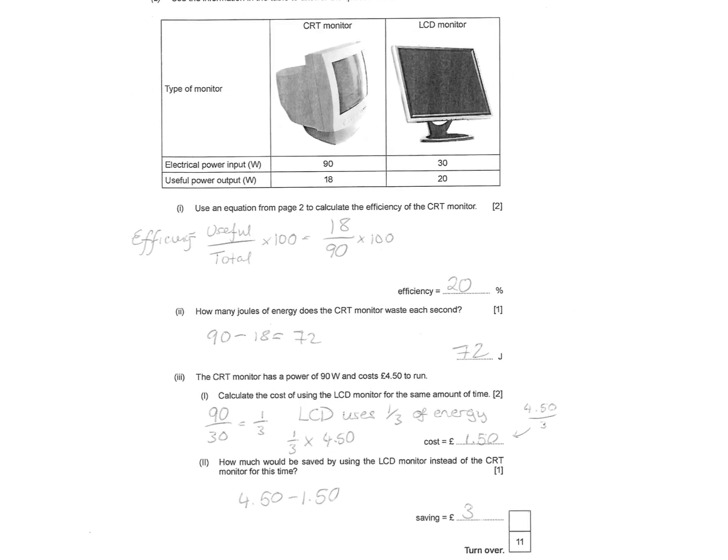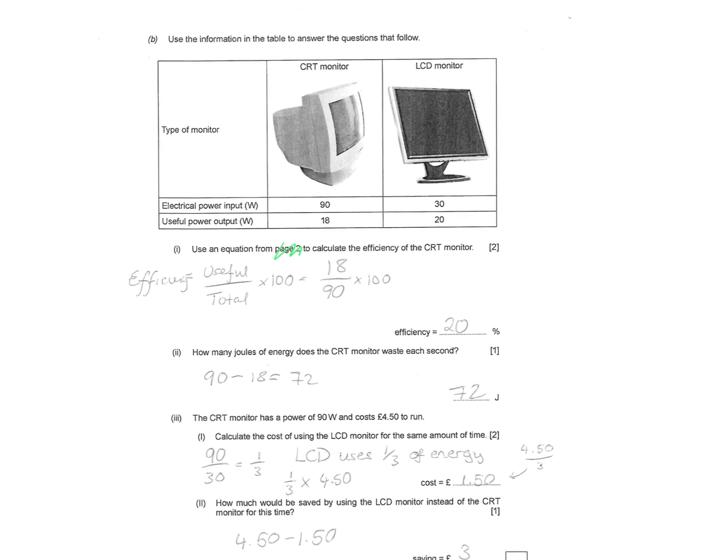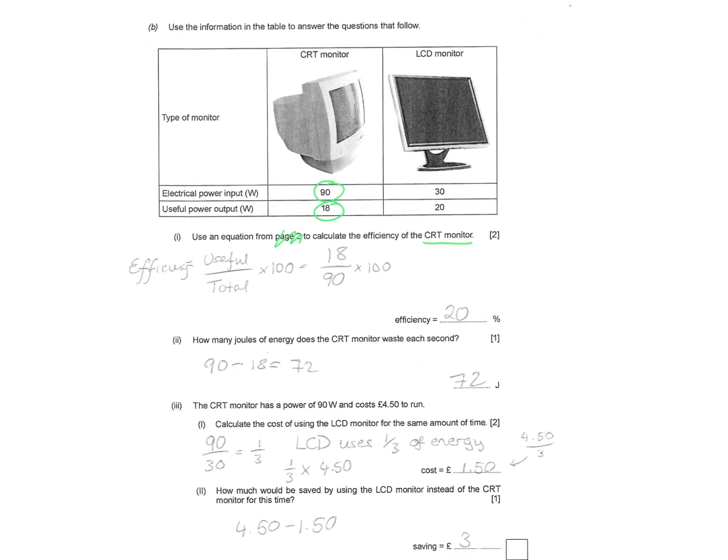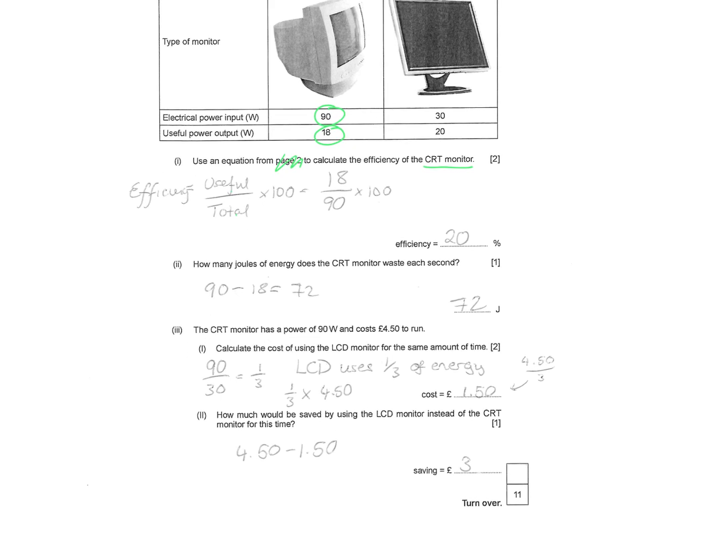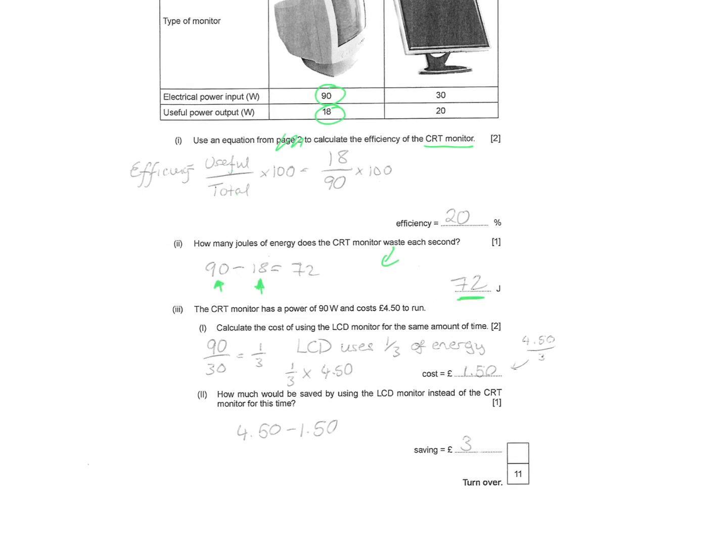Again, this equation will not be on page 2, it'll get given to you. So efficiency equals the useful over the total. So it's given it to you here. So they're saying, work out for the CRT monitor, the useful is 18, the total is 90, times by 100, 20 on your calculator. How many joules of energy does the CRT monitor waste? So 90 goes in, only 18 are useful, take it away from each other, that's 72 joules that are wasted.